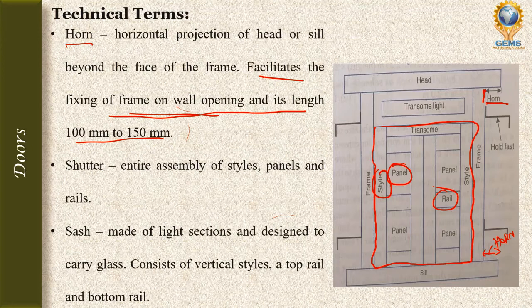Next is sash. Sash is a special type of frame. It is made up of light section. So it is designed to carry the glass. Some windows or doors will have glass panels. That type we will use as sash. Sash is one type of frame. It consists of vertical stiles, a top rail and a bottom rail.